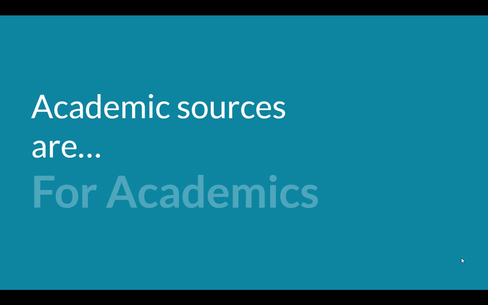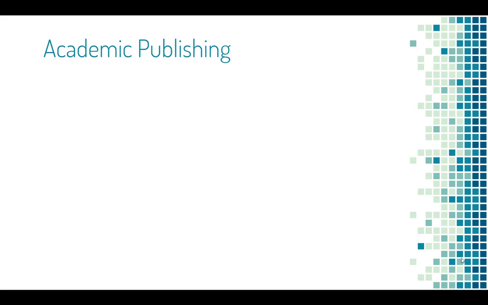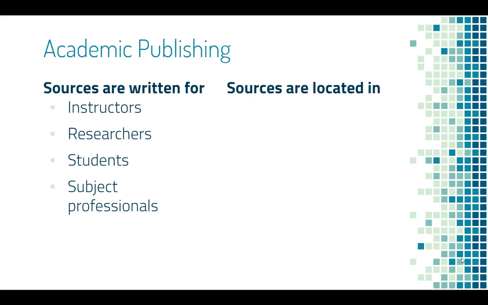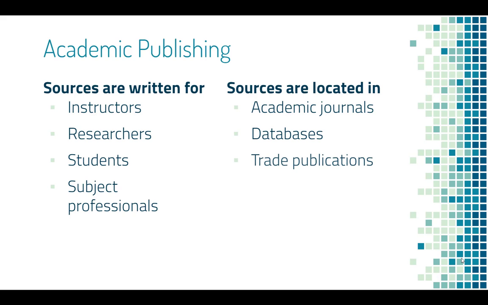Academic sources are for academics. Now, academic publishing. The sources are written for instructors, researchers, students, subject professionals. And the sources are located in academic journals, databases, and trade publications. These materials are written by and for those within academia or scholarly research. This is one of the key tenets that defines academic or scholarly publishing.